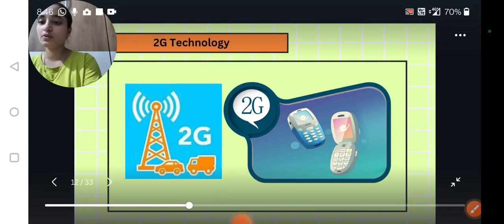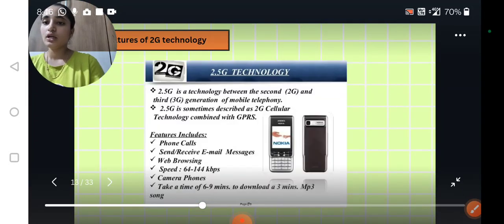These are the examples of the 2G technology. Key features of the 2G technology: phone calls, send or receive email messages, web browsing, speed is 64 to 144 kilobits per second, camera phones.